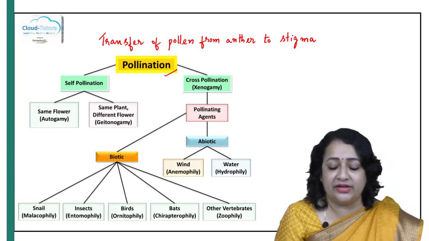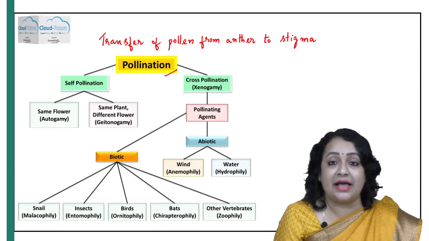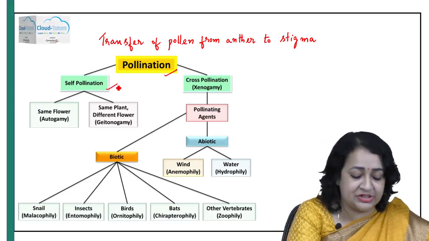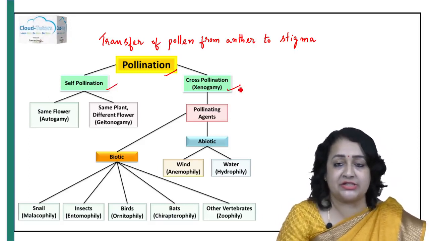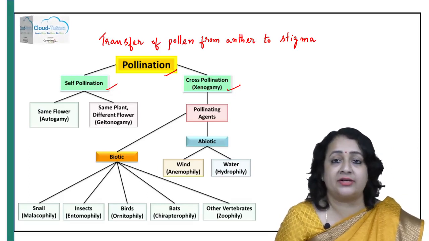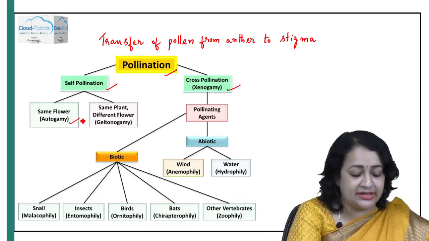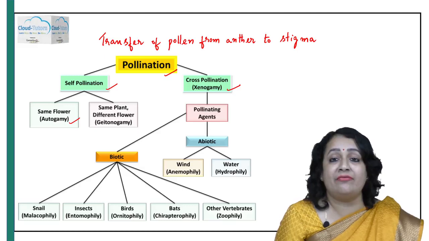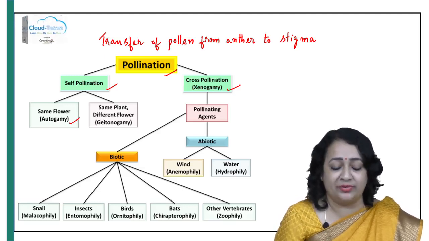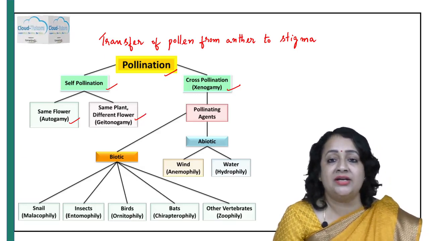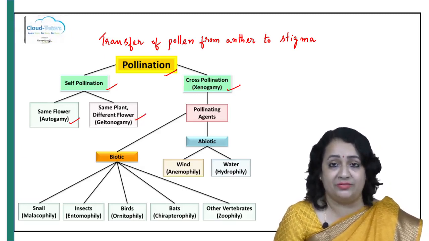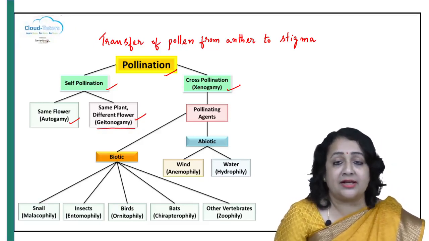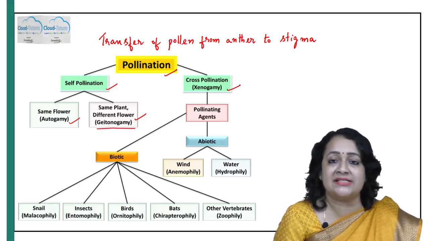Now this transfer of the pollen grain from the anther to the stigma can happen with the help of different agents. So pollination can be self-pollination or it can be cross-pollination. When I say self-pollination, there are two types of self-pollination. One is called as autogamy. Autogamy is nothing but pollination taking place within the same flower. If the pollination is happening between different flowers of the same plant, then we call it as geitonogamy. So that comes under self-pollination because it is in the same plant.